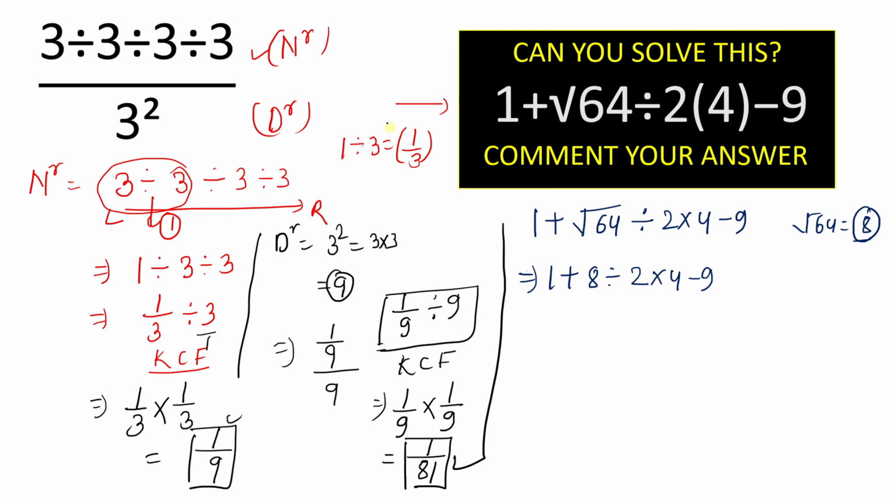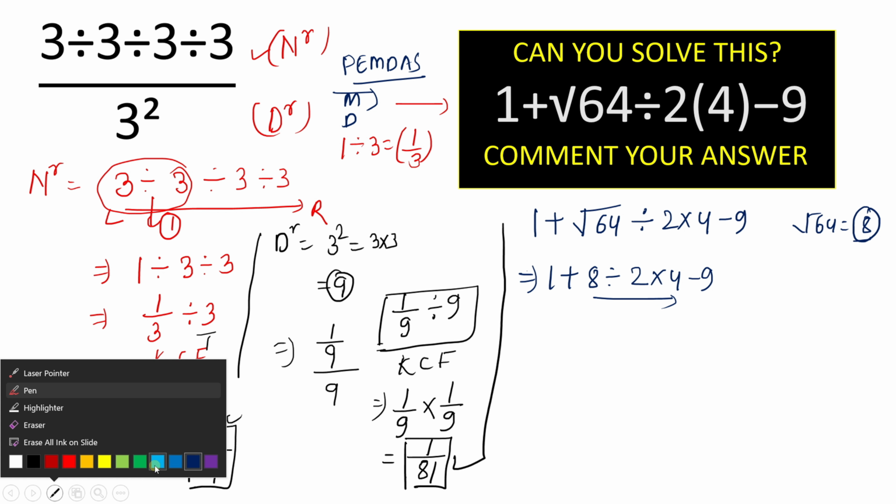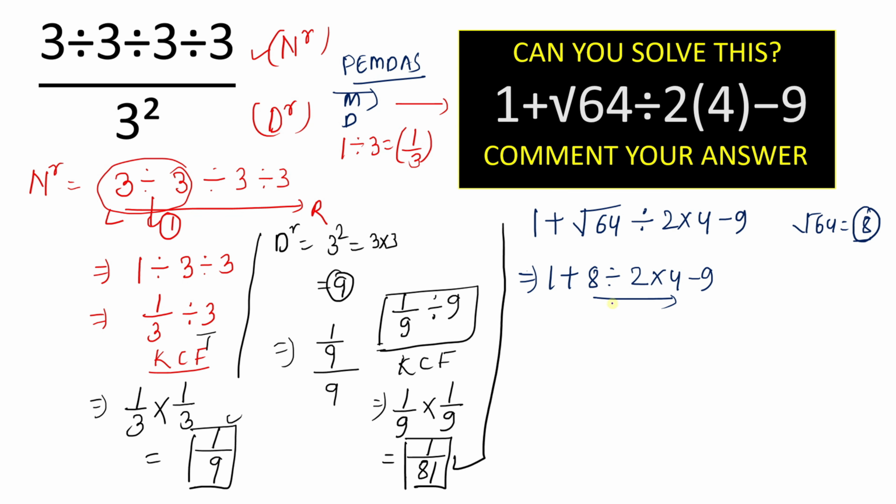Now, as we know, according to PEMDAS, multiplication and division have the same priority, and we have to solve from left to right. So first we will go for this division part, which is 8 divided by 2, which will give result 4. So we can write 1 plus 4 times 4 minus 9.